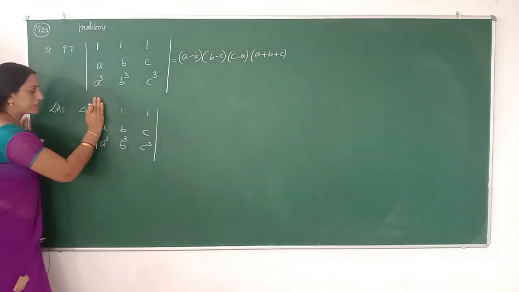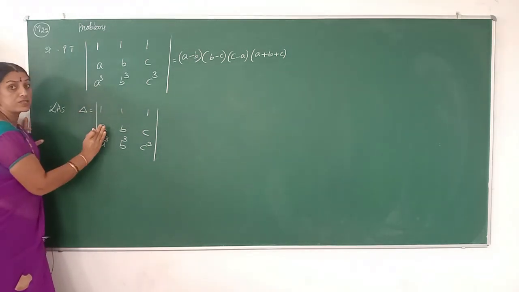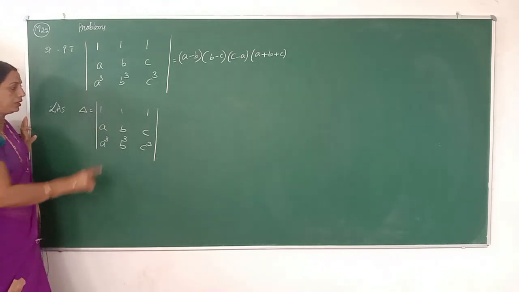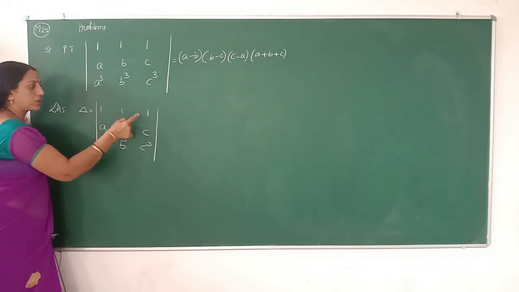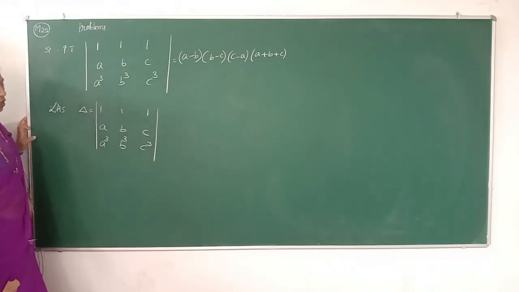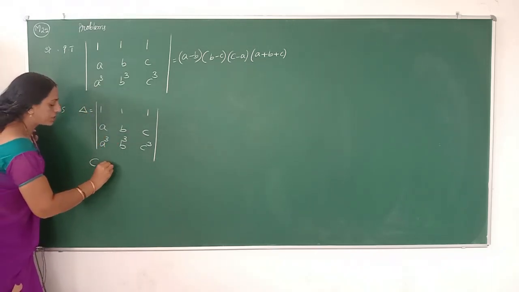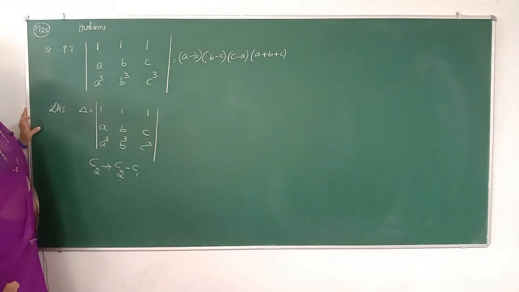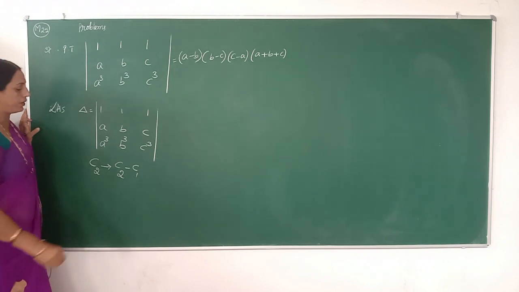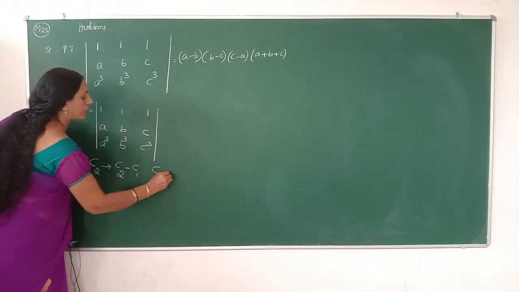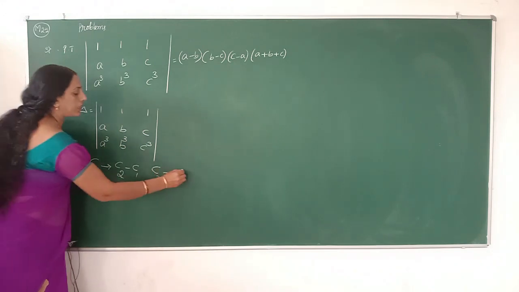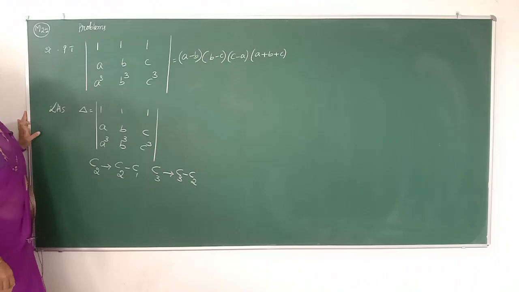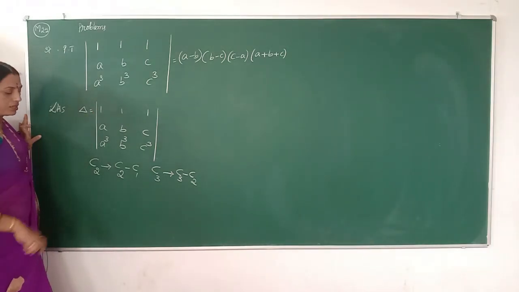Therefore, the elements of the first column will be fixed. The elements of the second and third columns depend on the first column. Then C2 can be changed to C2 minus C1. Similarly, C3 can be changed to C3 minus C1 or C2. C3 can depend on either C1 or C2.